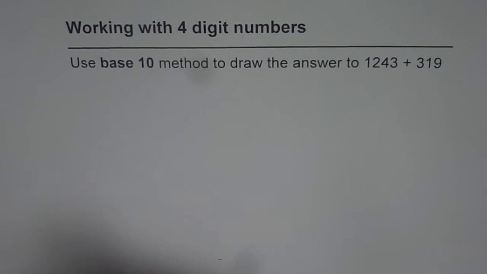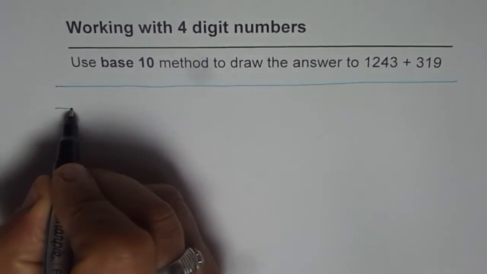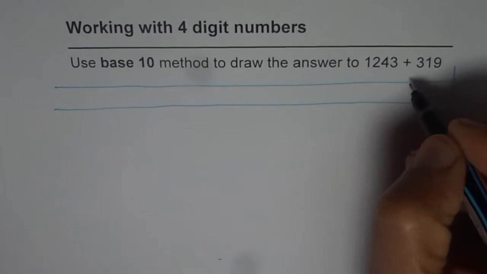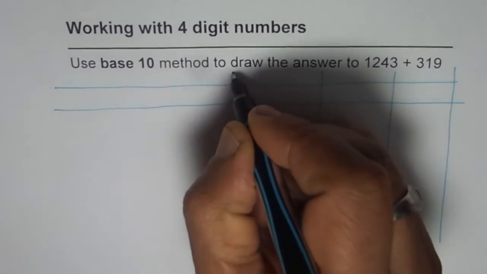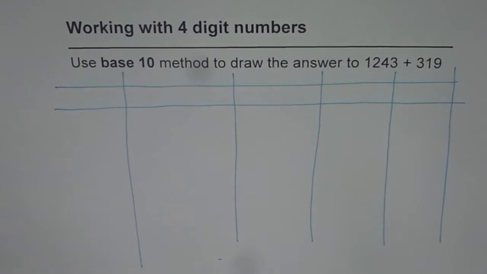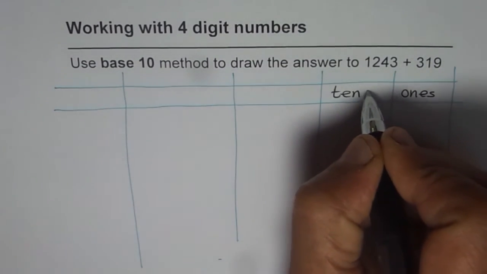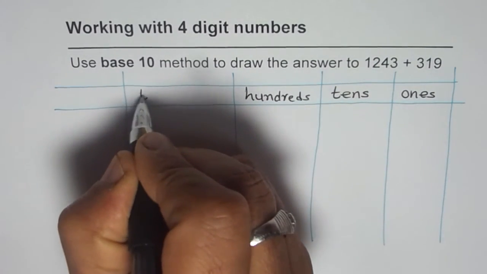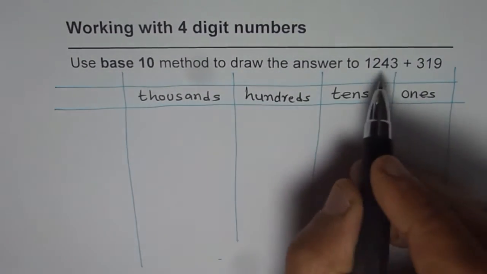So what I will do here is first make a place value chart. So that is the top part where we'll write ones, tens, hundreds and thousands, right? And then we will draw and figure out the answer. Let us say this column represents ones, this column represents tens, then we have hundreds, thousands. So these are the 4 digits, right? Let us write the numbers here.